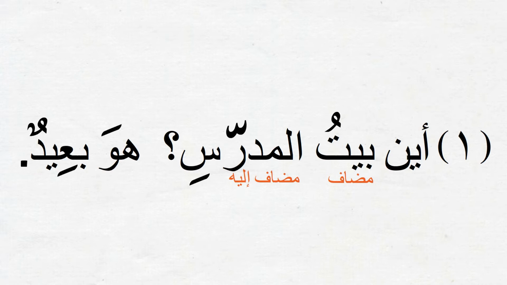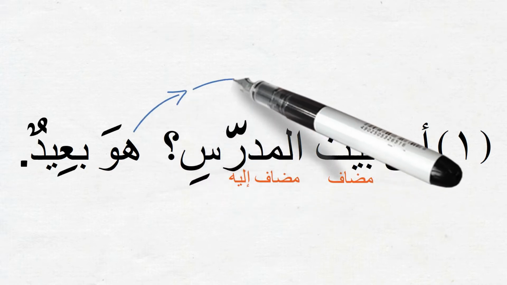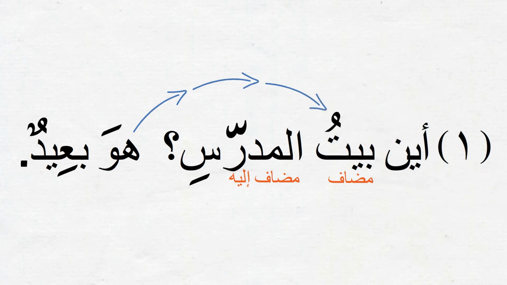In the response, what is the ضمير هو referring to? هو is referring to بيت. Because بيت is مذكر, we are using مذكر singular third person ضمير هو. So here, هو is the مبتدأ of the جملة اسمية and بعيد is the خبر. More specifically, it is خبر مفرد, a single خبر.